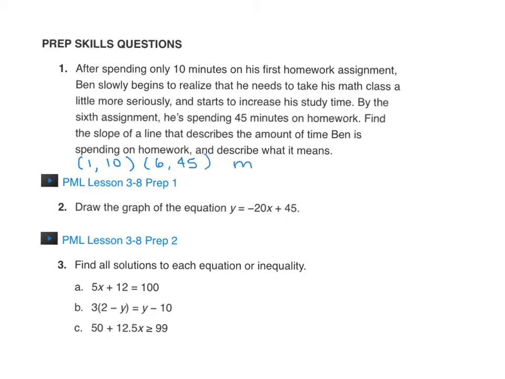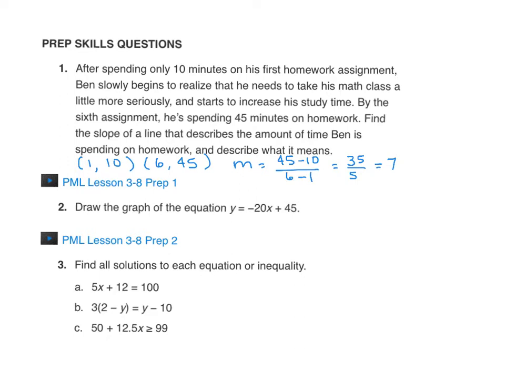Remember, to find the slope is the change in y over the change in x. This gives us 35 over 5, which reduces to 7. This means that the amount of time Ben is spending on his homework is increasing at the rate of 7 minutes per homework assignment. So for the next one, we would expect that he'd be spending 7 minutes more, and so on.